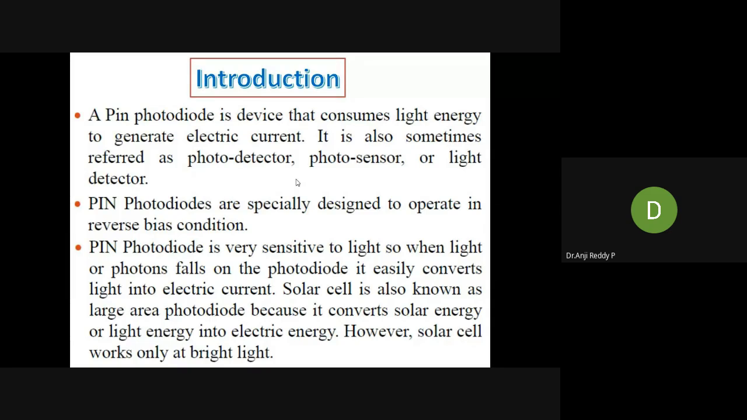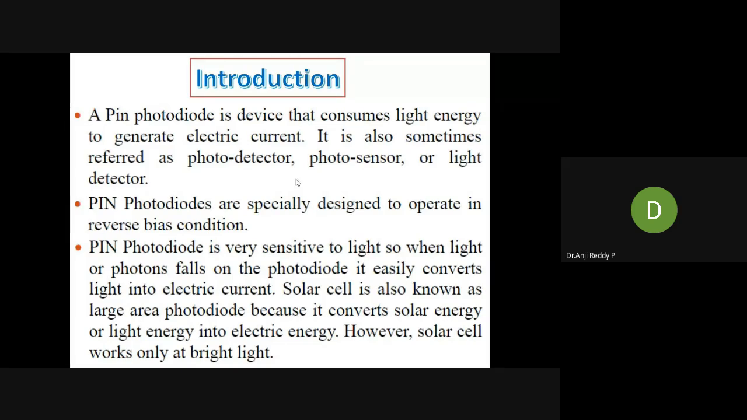In which bias do we have to connect this one? Always in reverse bias. For that only it is specially designed, to operate in reverse bias condition only. It is very sensitive to light. Even if a small amount of light is incident on the photodiode, it easily converts to electric energy, electric current.